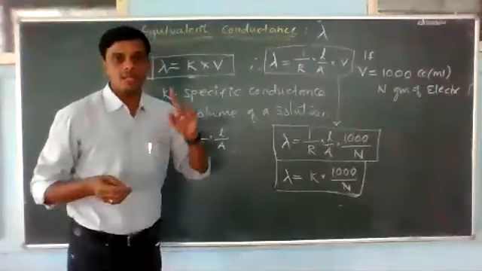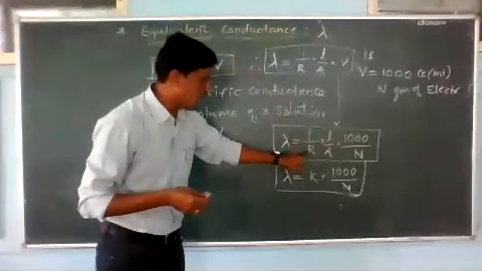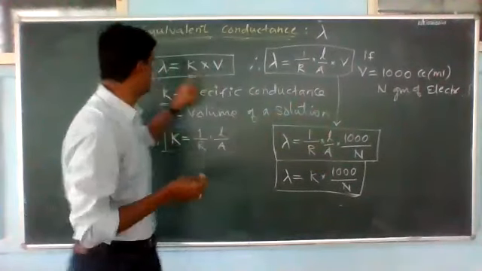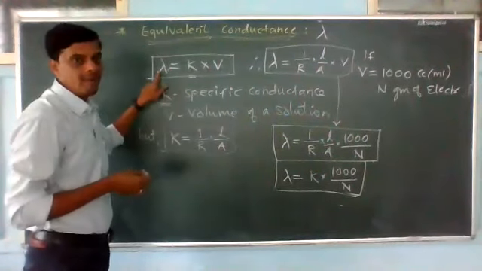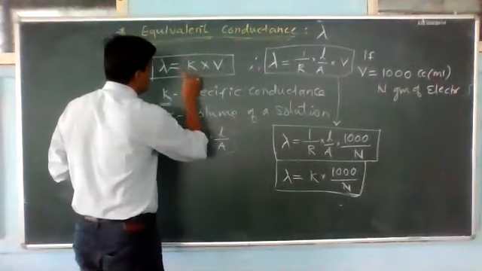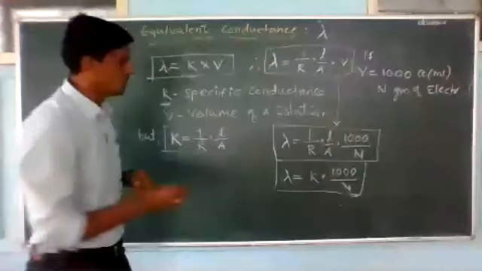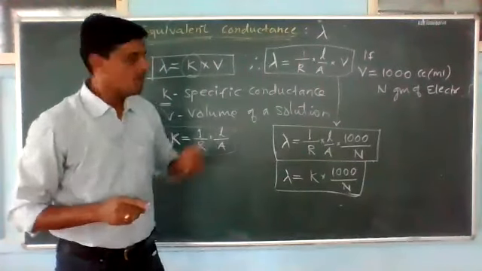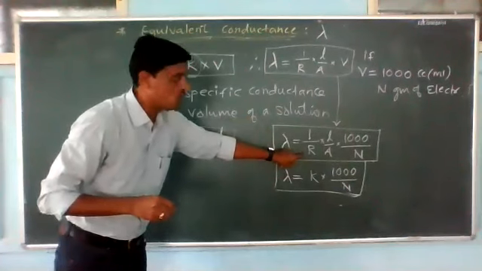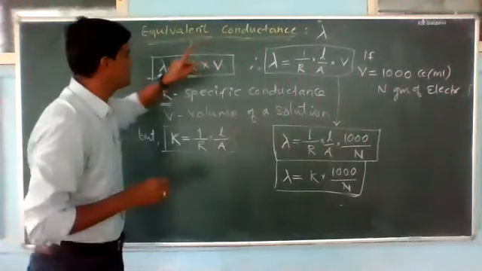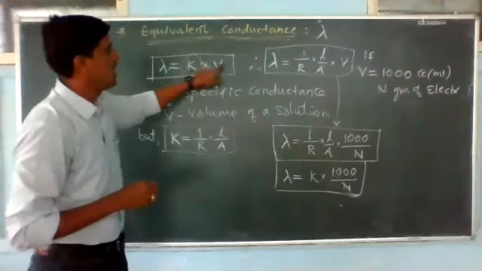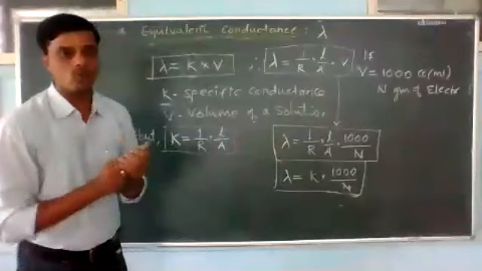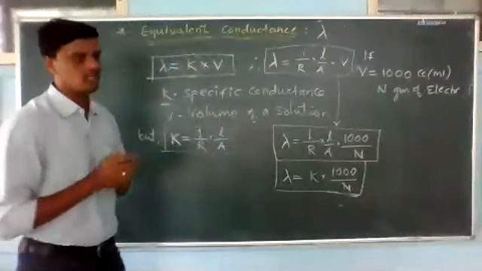Or sometimes they provide the value of R, L, and A, and ask to determine the value of lambda. At that time, first of all, you have to calculate the specific conductance with the help of the given values of R, L, and A. Then, after determining the value of specific conductance, put it in this formula, and then you can easily calculate the equivalent conductance.